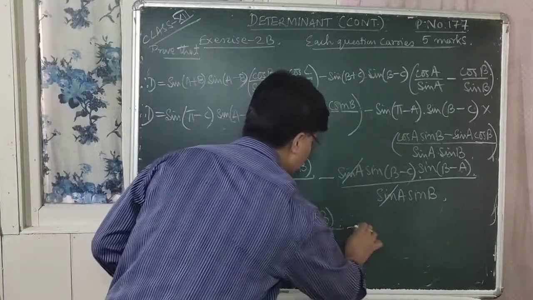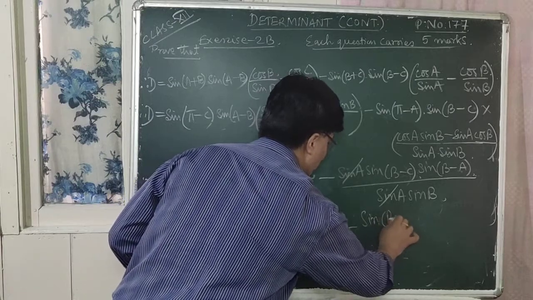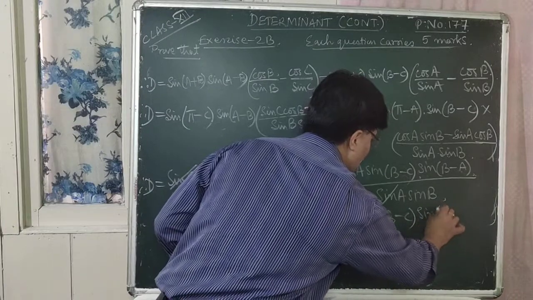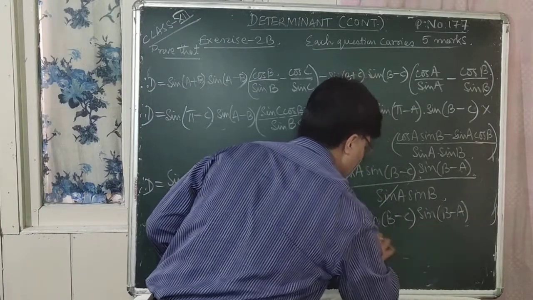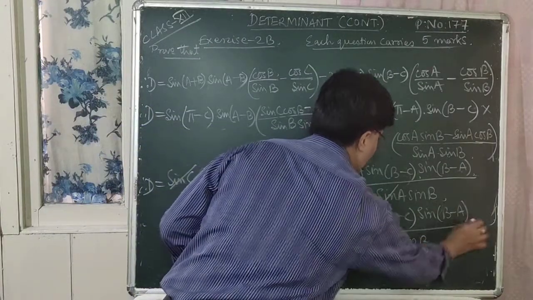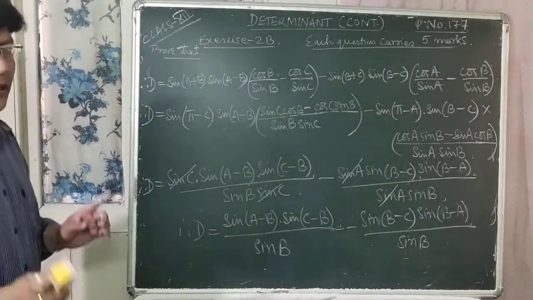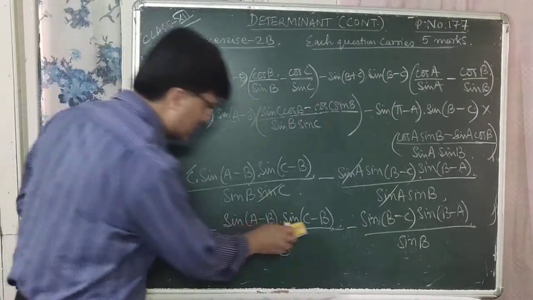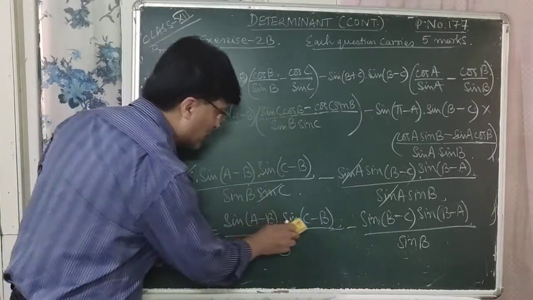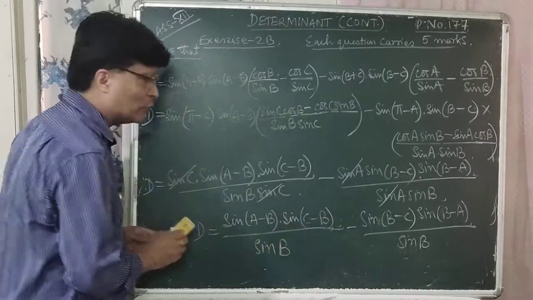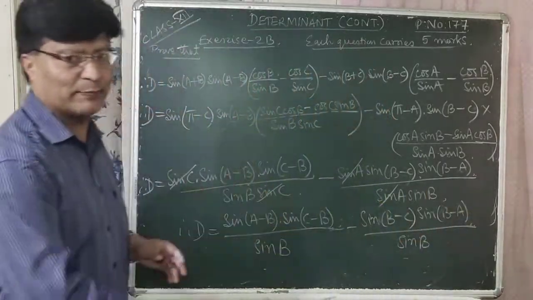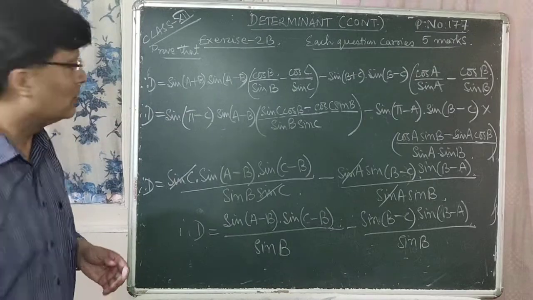Next, minus sine of B minus C, okay? Then sine of B minus A, this whole divided by sine B. Okay? So now, let us make it B minus C. This is A minus B, keep it as it is. Okay? So C minus B we make B minus C. This B minus C we keep as it is. So B minus A, what do we make it? A minus B by taking minus common. Right?